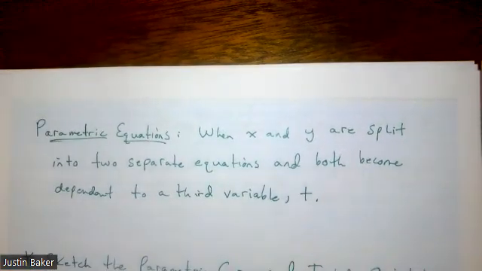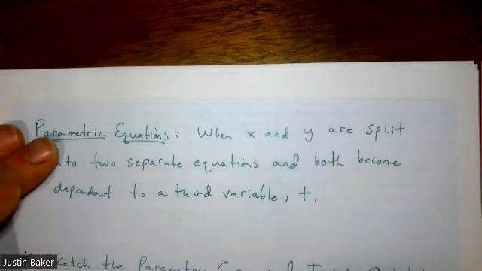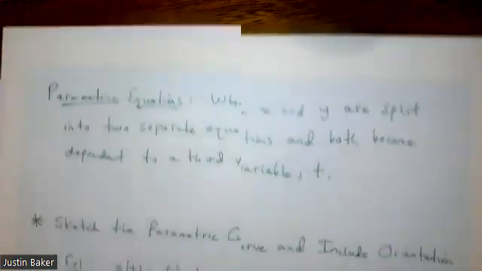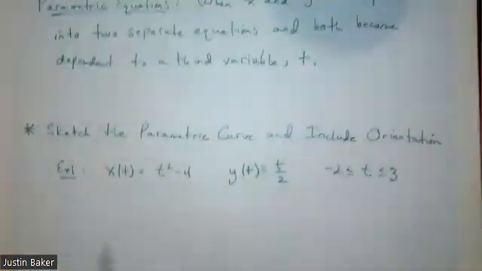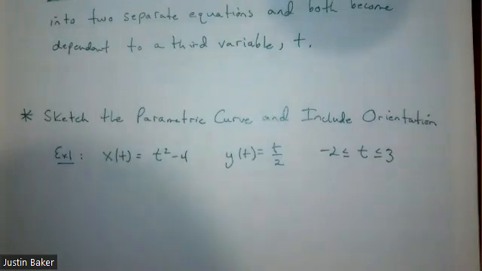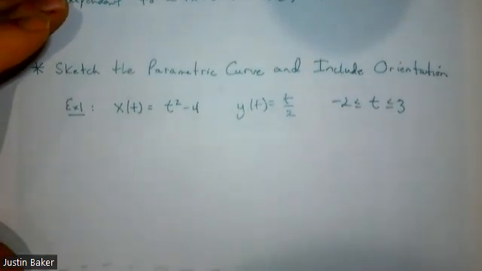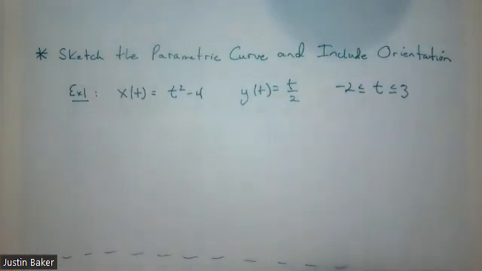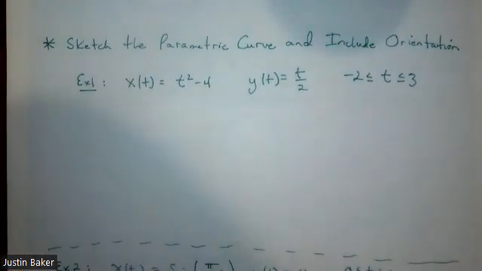We're going to do a whole variety of things with this topic. We'll cover, like I said, about half an hour worth tonight. The first thing we'll do is sketch the parametric curve and include orientation. To do that, whenever you don't know what something looks like, we should make a table.